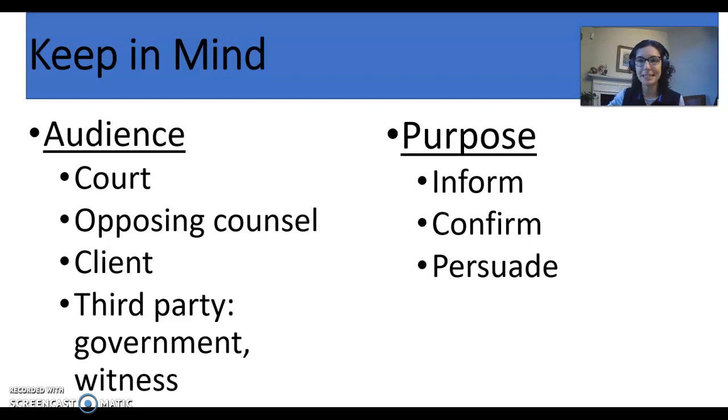It's like you almost want to take a little sticky note and put it on your computer. So as you're typing and researching and working on a document, you remember, who am I writing this for and what is the purpose of this writing?